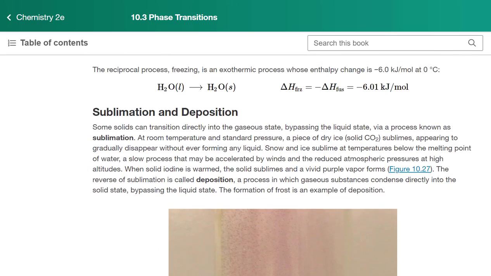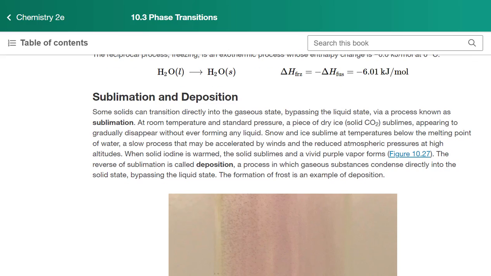The last pair are sublimation and deposition. There are some solids that under certain conditions can go directly from the solid phase to the gas phase. This process is called sublimation. An example of this would be dry ice. Dry ice is solid carbon dioxide, and it goes directly from solid to gas without becoming a liquid first.